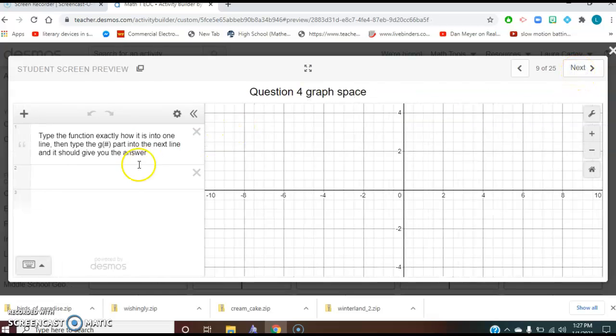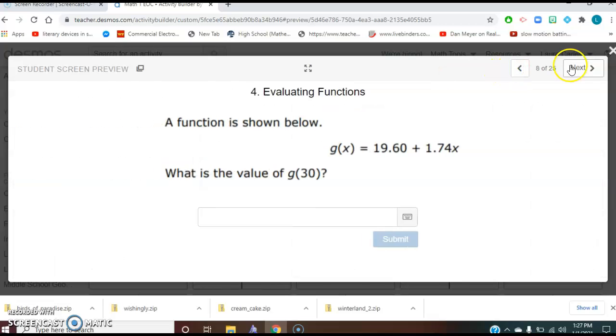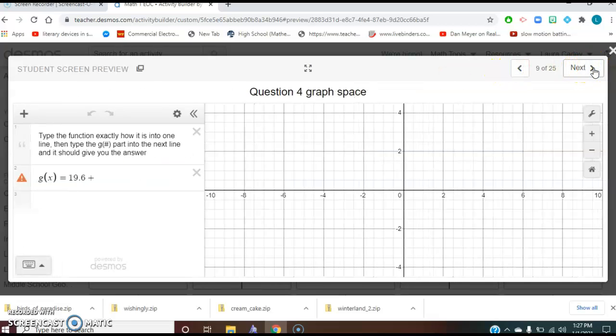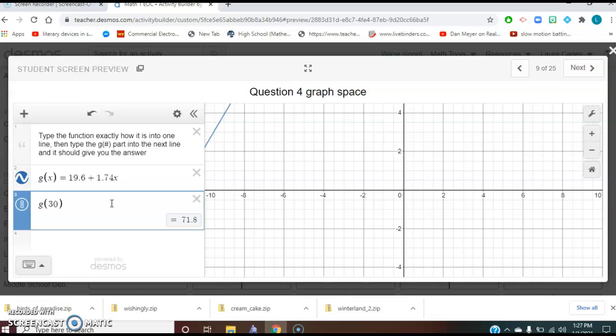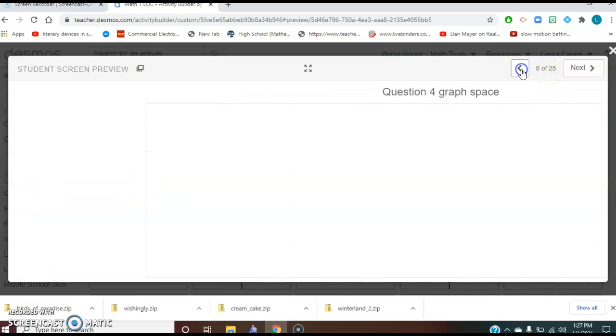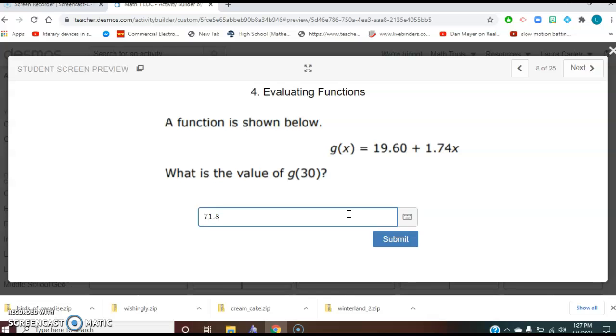So g of x equals 19.6 plus, I already forgot what it was, 1.74x. And then in the next line, what it wanted us to evaluate was g of 30. And that's the answer right there. And that's the same answer you would get if you did this by hand, if you did 19.6 plus 1.74 times 30. So 71.8. And then you can submit.